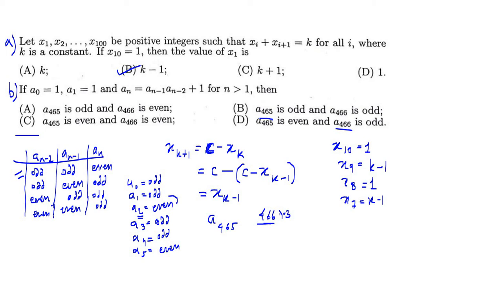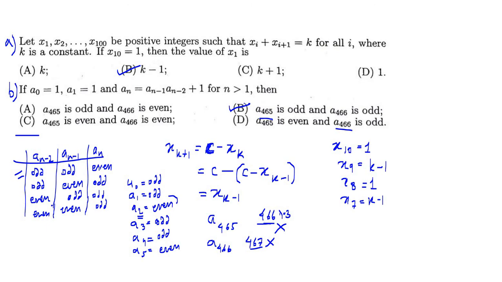If the sum of the digits is divisible by 3, then the whole number is divisible by 3. So this sum is 16. 16 is clearly not divisible by 3, so this is not divisible. Similarly for a466, we see that for 467 the sum would be 17. If this is 16, this would be 17. Even this is not divisible by 3, so this is not even, this is not even. Both of them should be odd. So a465 is odd and a466 is odd. This is the correct option.